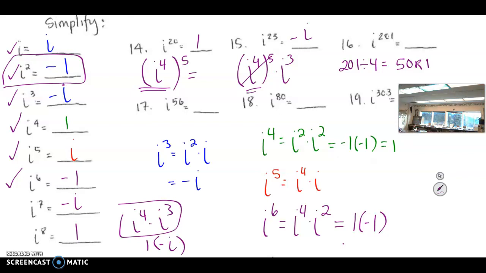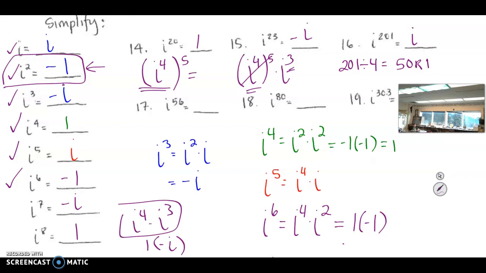So when you divide by 4 and the remainder is 1, then it's going to be 1i. If the remainder is 3, it's going to be the same as i cubed. If the remainder is 2, what is it going to be? Negative 1, because it's i squared. Remember it by where it was in the sequence. If it's remainder 1, it's the first one, the same. If it's remainder 2, it's going to be the same as i squared. If its remainder is 3, it's i cubed.